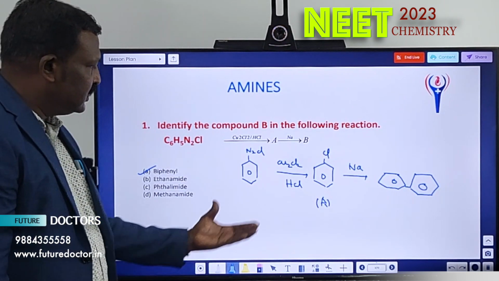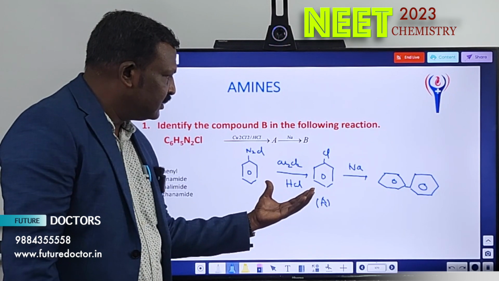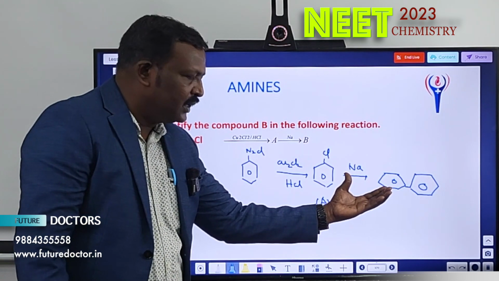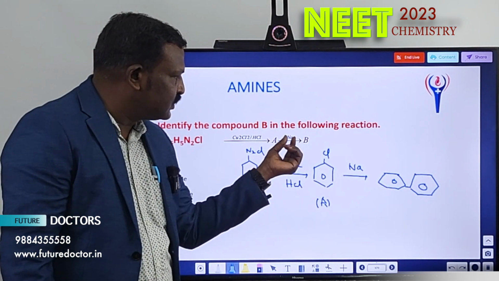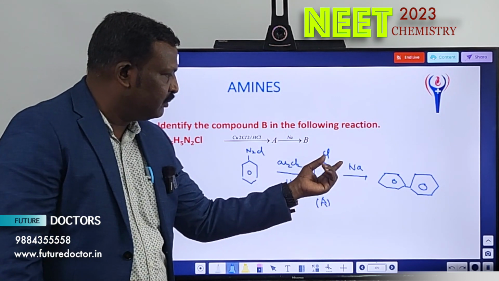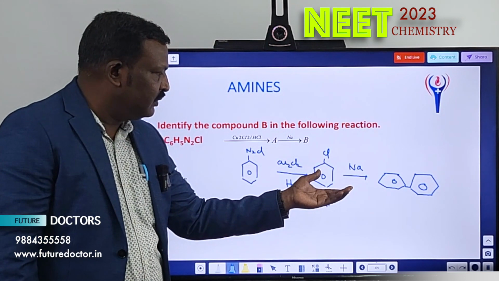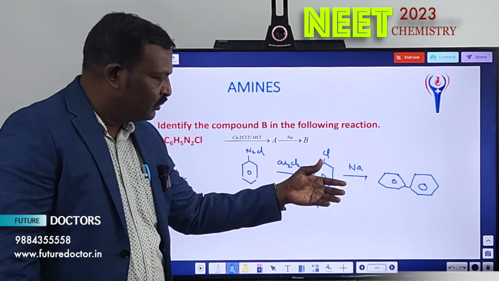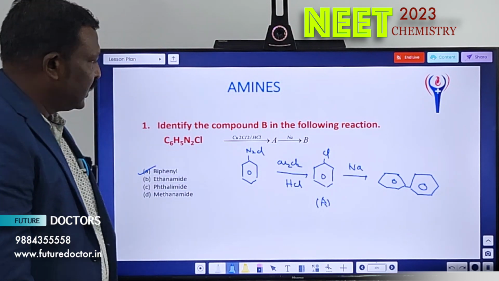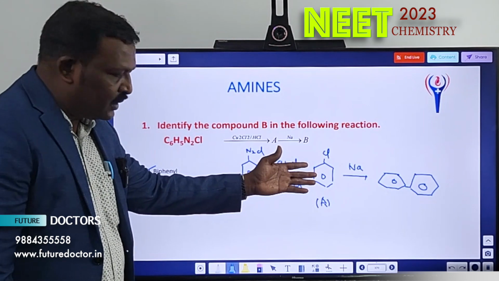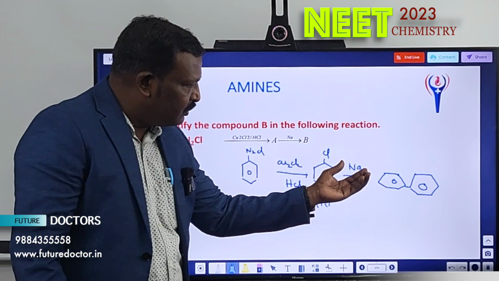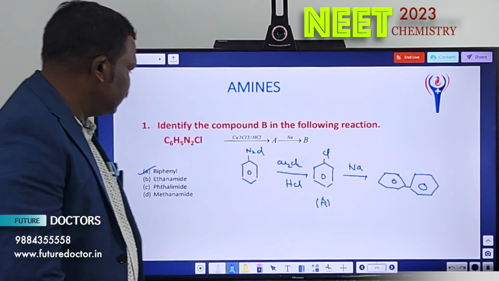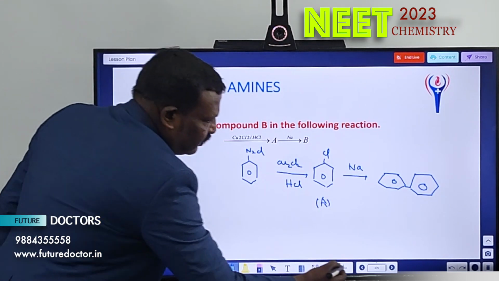So this is the Sandmeyer reaction and this is the Fittig reaction. Whenever you see sodium on the arrow mark, you must remember it may be the Wurtz-Fittig, Fittig, or Wurtz reaction. It is aryl halides: two aryl halides combined together with two times sodium, we get biphenyl. Understood? So option A is the correct answer. Now see the next one.